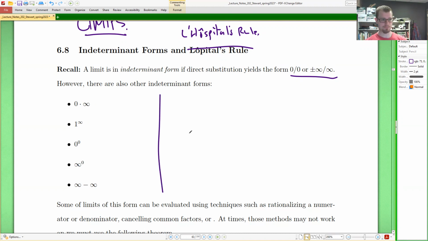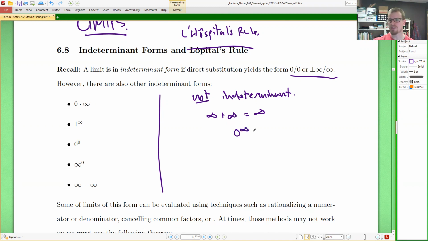I want to quickly point out some things that are not indeterminate, because it's really easy to get these things confused. Infinity plus infinity, there's no issue there. That's still going to be very big. Of course, negative infinity plus negative infinity would be negative infinity. So there's no difference there.